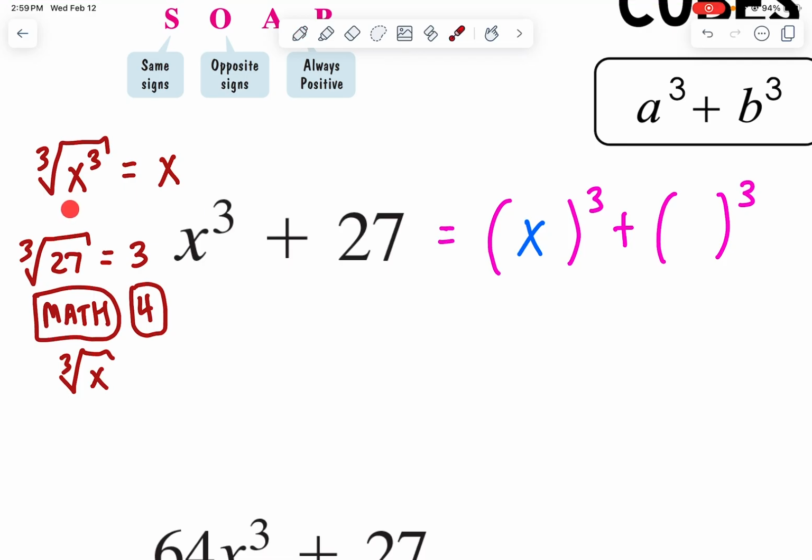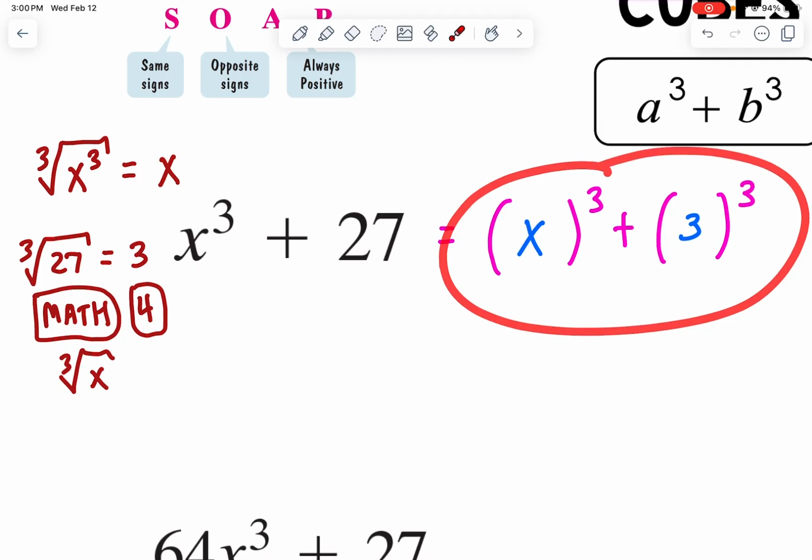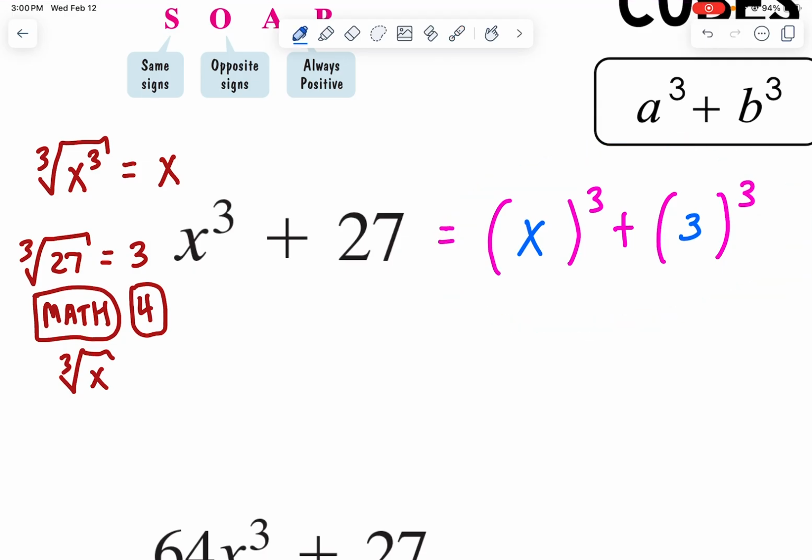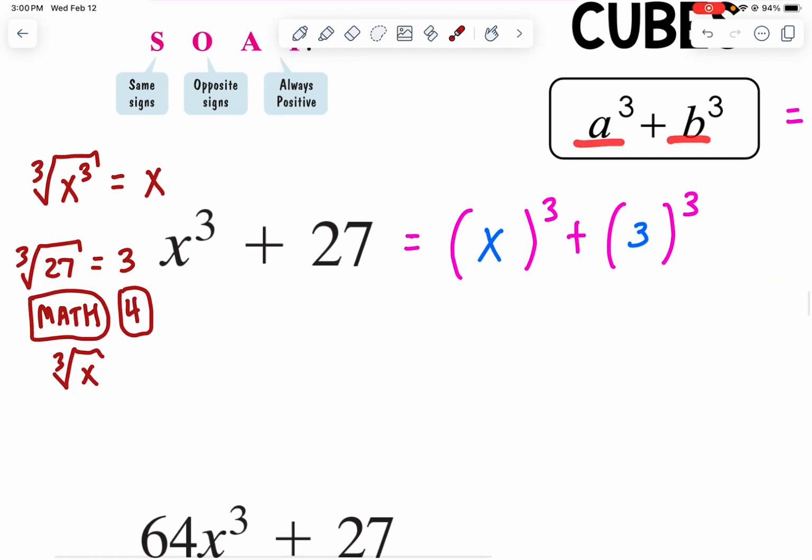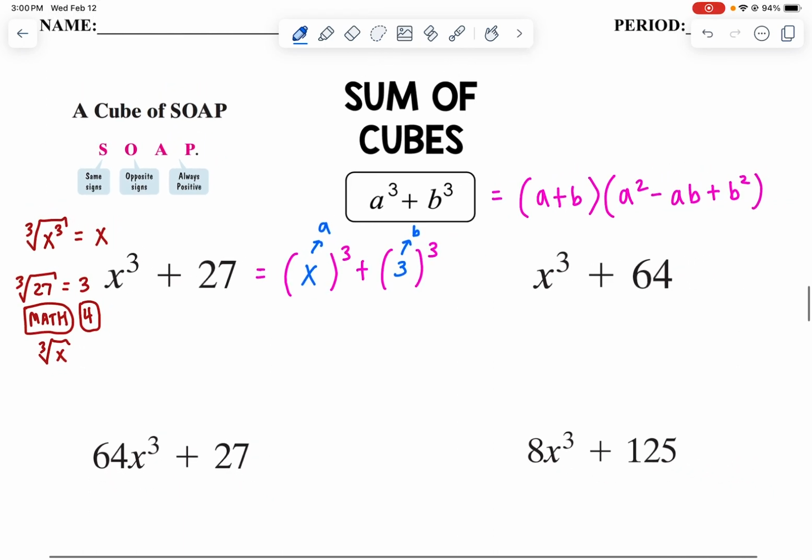So the cube root of 27 is 3. I'm going to make sure I put 3 into the other part. This right here is really the most important part. After you do this, we've got to identify what A and B are. A and B are located within the parentheses. Here, we'll keep it in alphabetical order, so A comes first, so we'll call this one A, and the 3 is going to be our B. And now we can apply the formula.